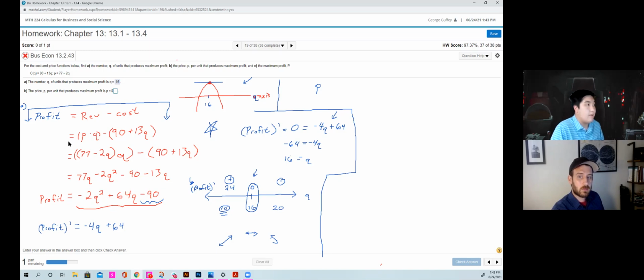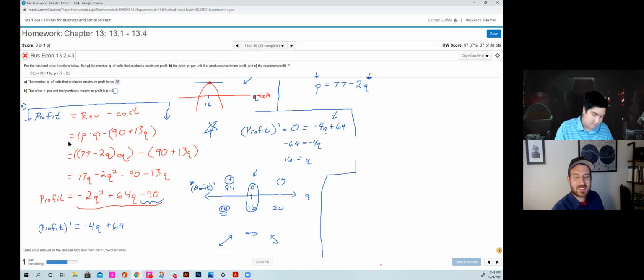Price is how much you charge for a product. Very good. Do we have anything here that describes the price in our setup? P equals 77 minus 2Q. There it is, right? What this says as a story is that I can find the price if I know how many pieces I'm selling. Do we know how many pieces we're selling? At the maximum profit, it is 16.